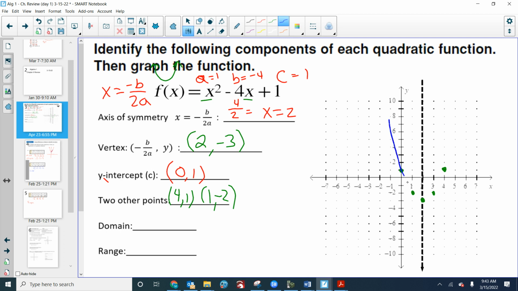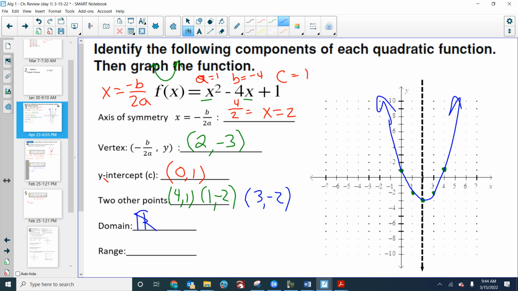Draw your parabola. Don't forget to put arrows up there. Guys, you could have put (1, -2). We already have that. And then you could put (3, -2). You can put that also if you want. You don't have to because we've got our other points already. Now, what's my domain? All real numbers. Guys, if you missed that, shame on you.